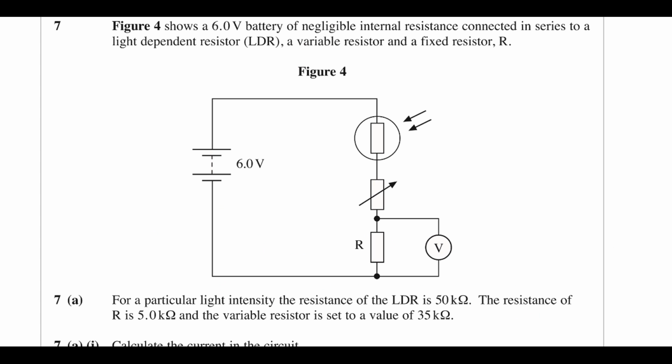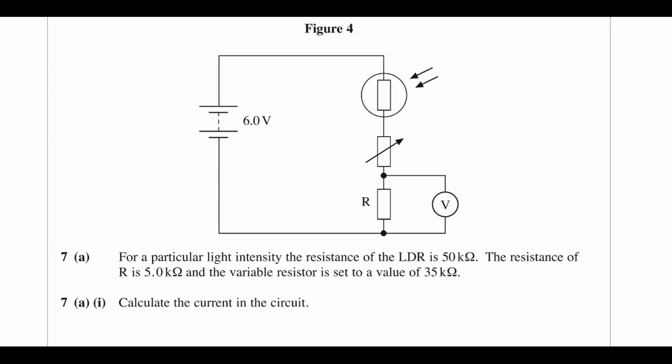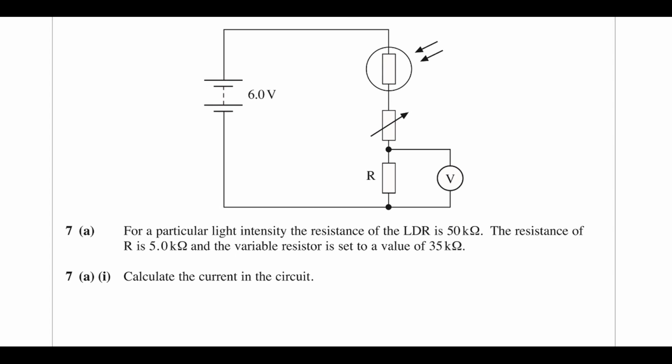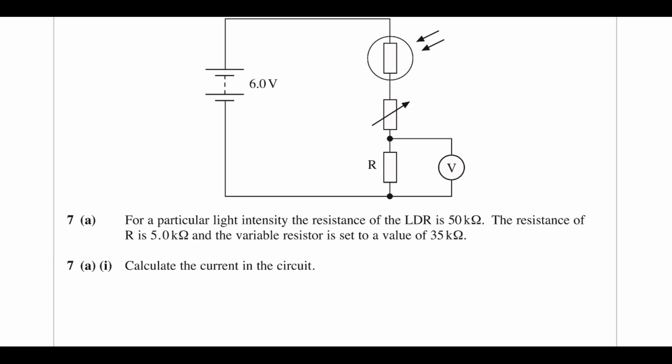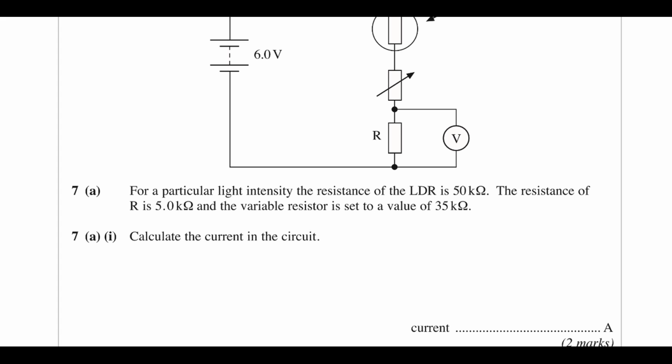Okay, so we've got a 6-volt battery with 0 internal resistance. We've got a potential divider circuit with an LDR, a variable resistor, and a fixed resistor. For a particular light intensity, the resistance of the LDR is 50 kiloohms, the resistance of R is 5 kiloohms, and the variable resistor is 35 kiloohms. Calculate the current in the circuit.